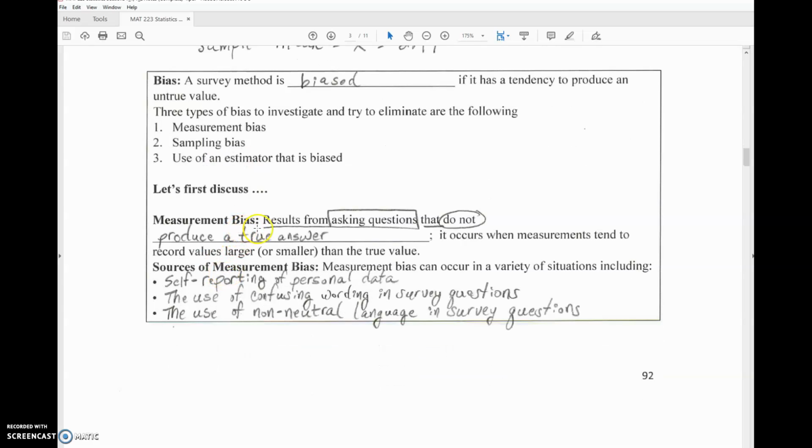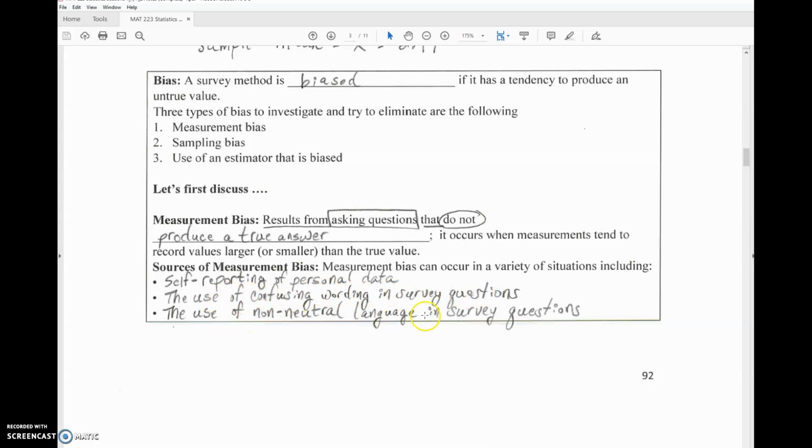So what is measurement bias? Measurement bias results from asking questions that do not produce a true answer. It occurs when measurements tend to record values larger or smaller than the true value. Now, sources of measurement bias can occur in a variety of situations, including self-reporting of personal data. I always give the example that if somebody wanted me to report my own weight, it probably isn't going to be true. I always give about 20 pounds lighter than I actually am. Just wish. But anyways, the use of confusing wording in survey questions.